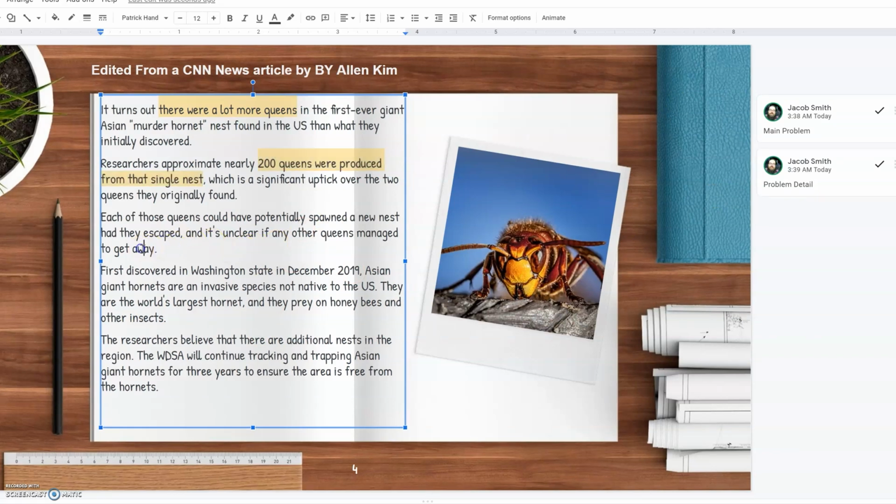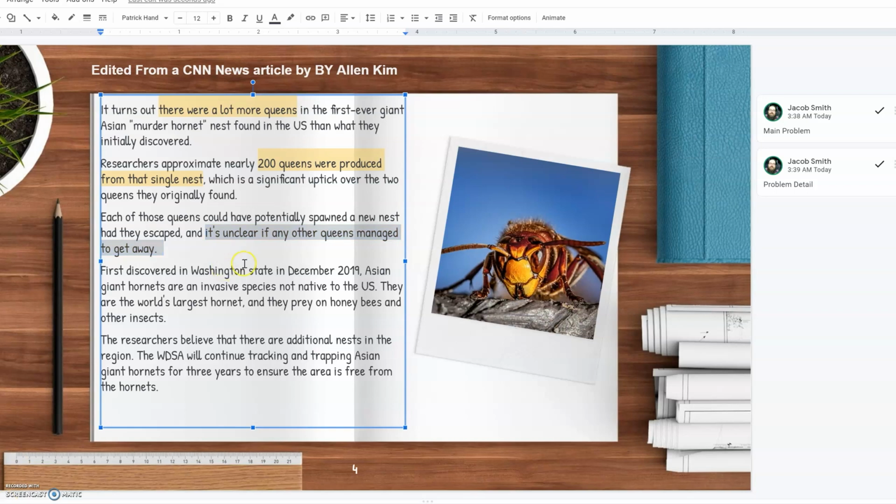All right. Each of those queens could have potentially spawned a new nest had they escaped. It's unclear if any other queens managed to get away. So there's 2 things mentioned here, right? Each queen could create a new nest. It's unclear if any other queens managed to get away. So what I think is the main detail, or the bigger problem here, is that it's unclear if any other queens managed to get away.